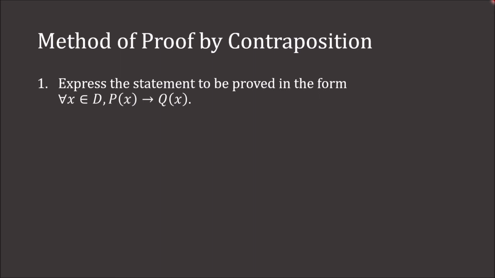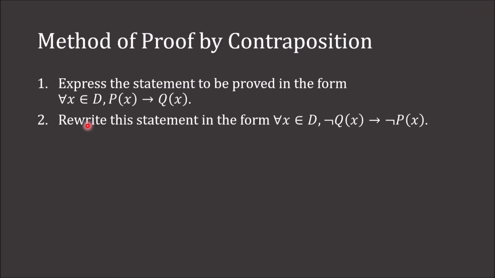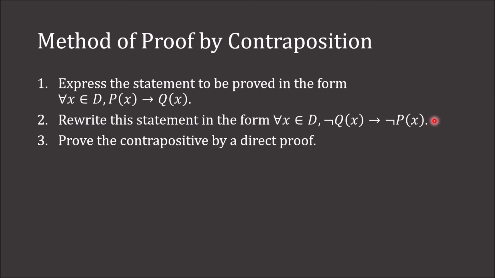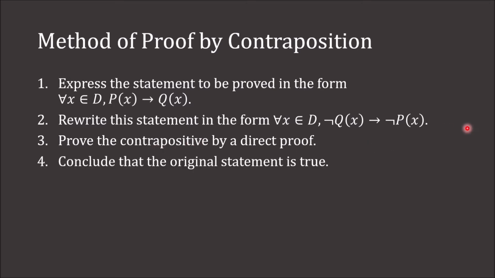This is again typically done mentally. Rewrite the statement in the form: for all x in D, if not Q of x, then not P of x. Again, this is typically done mentally. We then prove the contrapositive by a direct proof and conclude that the original statement is true.